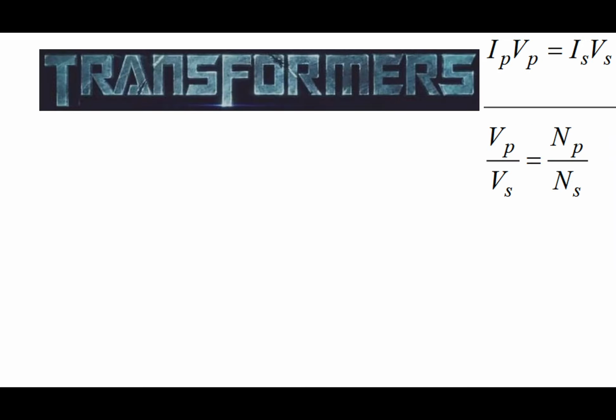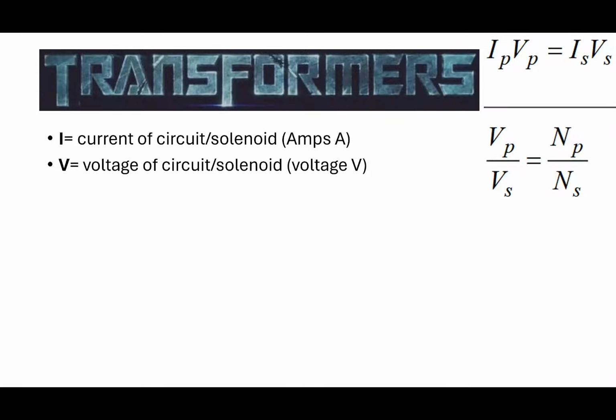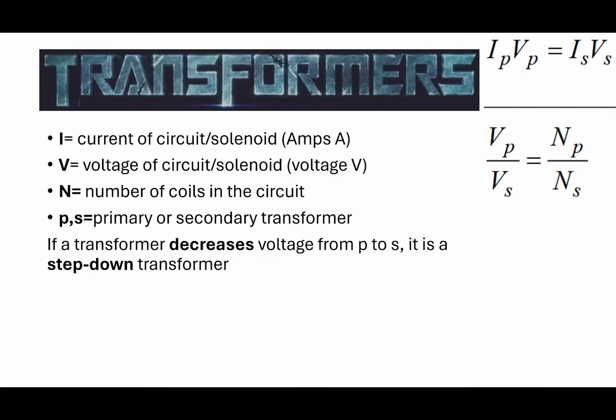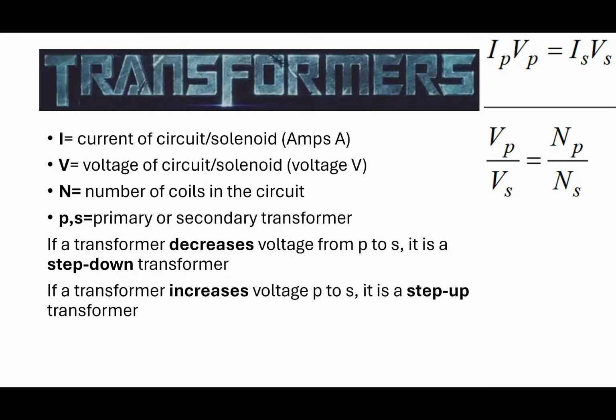Now, the equations related to transformers. I is the current of the circuit and solenoid. The V is the voltage. Big N is the number of coils. You'll notice it's big N, not little n. P and S in the subscript denote the primary or secondary transformer. And one thing to note is if a transformer decreases voltage from P to S, it's a step down transformer, and if it increases, it is a step up transformer.